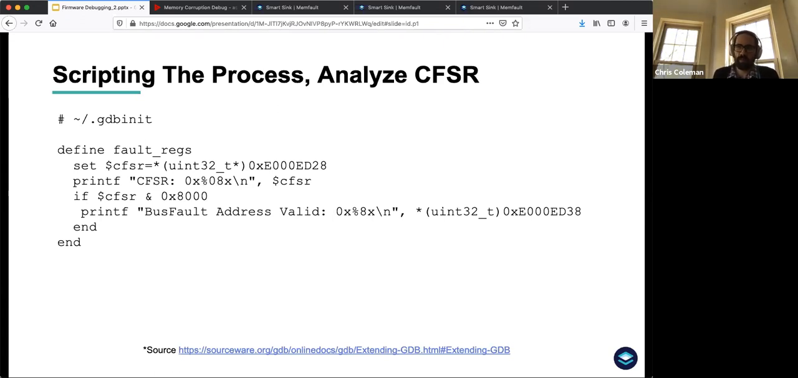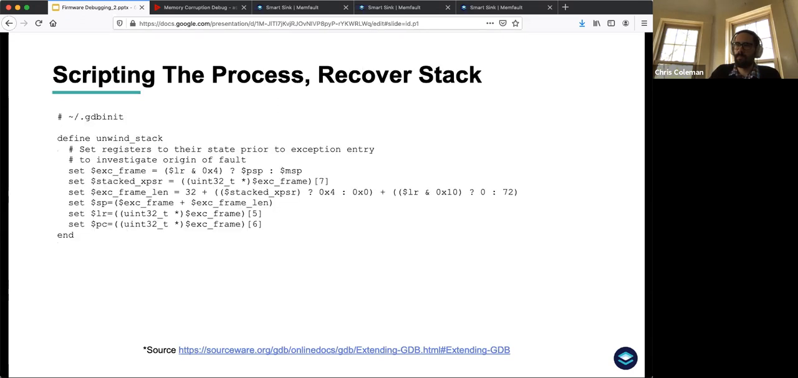The next piece we're going to script is some of that fault register analysis, the ability to look at the CFSR, and then if that bit is set about the bus fault address being valid, we'll read that as well to figure out what address triggered the failure. And the third piece we'll script is restoring the state of the stack before the exception, so that we can unwind the stack to its pre-fault state so we can get the most accurate backtrace possible. And that's sort of a block that does that here.